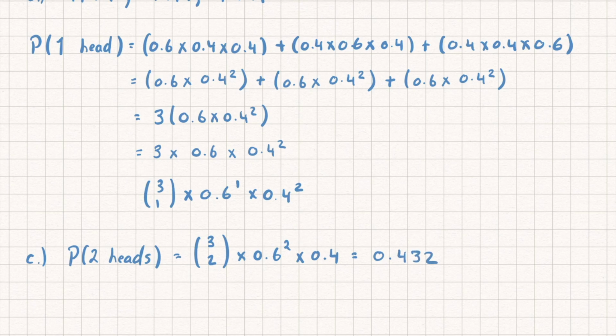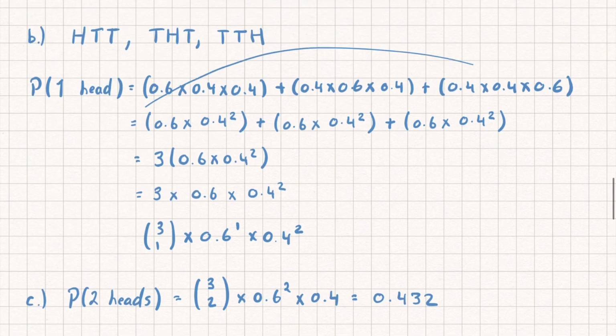So you can see that's a lot quicker than doing what we did above, or drawing out a probability tree and multiplying along the branches and summing them at the end. So this is a quick way that we can calculate probabilities, and this is our binomial distribution.